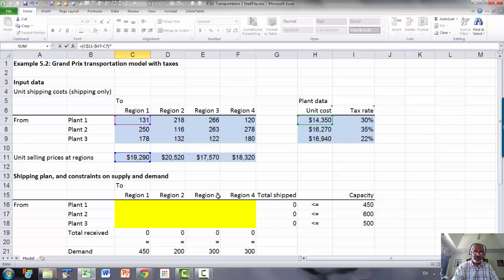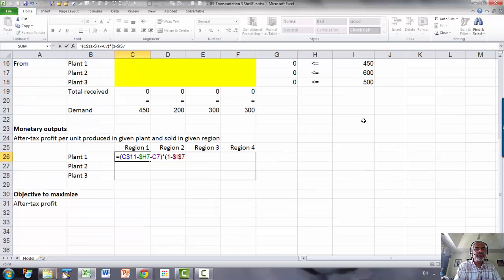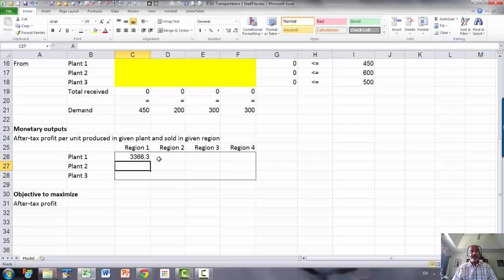Now we have to adjust for tax, so there will be 1 minus. The tax rate is here. Now once again, for the tax rate, the column is fixed, the rows change. So you have to do it like that. Now this will give us the after-tax profit per unit. Copy this way and copy that way.